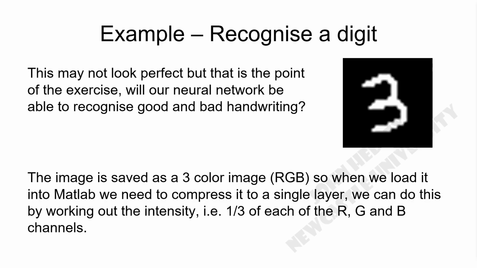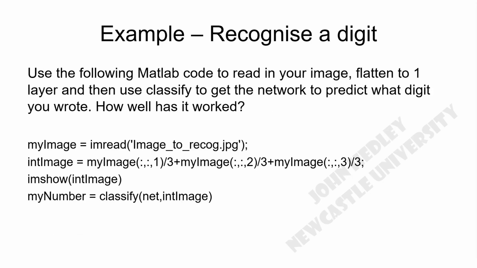The process of saving an image in Paint is to save it as an RGB image, so the image will be saved with a size of 28 by 28 by 3. Therefore, my first line of MATLAB code changes this RGB image to a grayscale image. This is done by taking 1/3 of each of the red, green, and blue components. If we now put the image through our network, using the MATLAB classify command, it should tell us that the number I have written is the number 3.